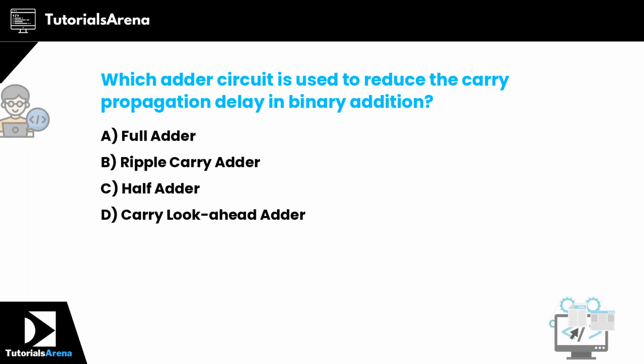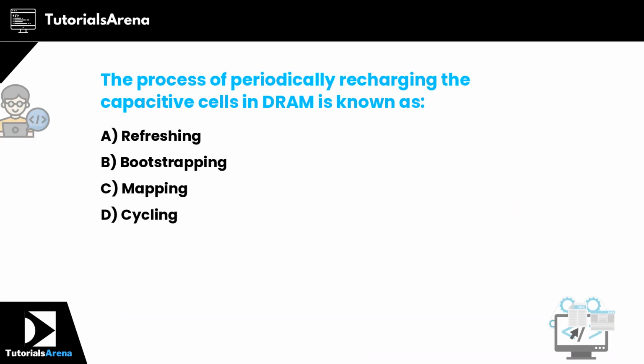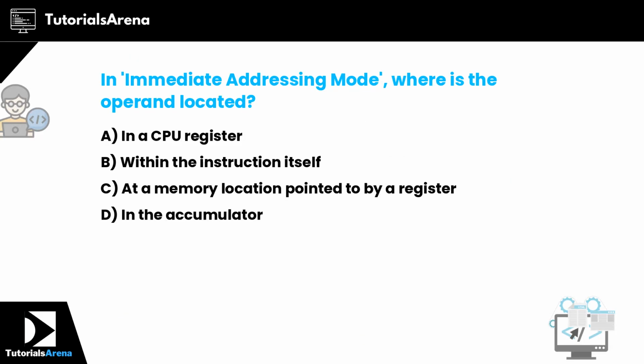Which adder circuit is used to reduce the carry propagation delay in binary addition? The correct answer is option D, carry look-ahead adder. The process of periodically recharging the capacitive cells in DRAM is known as. The correct answer is option A, refreshing. In immediate addressing mode, where is the operand located? The correct answer is option B, within the instruction itself.